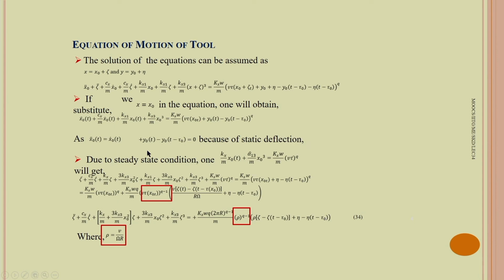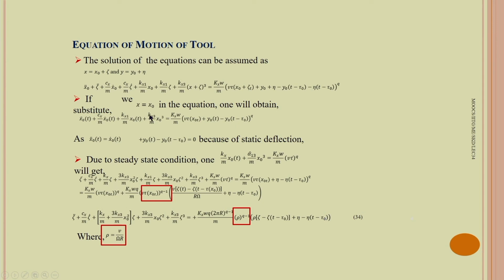So, now neglecting this part, the remaining part can be written as zeta double dot. Due to the steady state condition, one can take this equal to k by m x0 plus alpha 1 3 by m x0 cube equal to k x w by m v tau to the power q. This is the condition one can take. So, now the equation will reduce to this form, that is zeta double dot plus c by m zeta dot plus k x by m zeta plus 3.